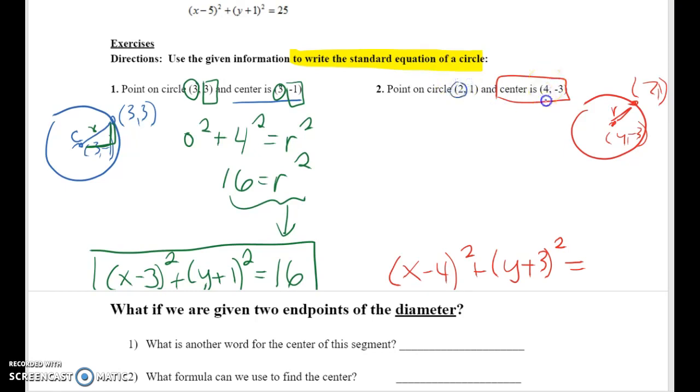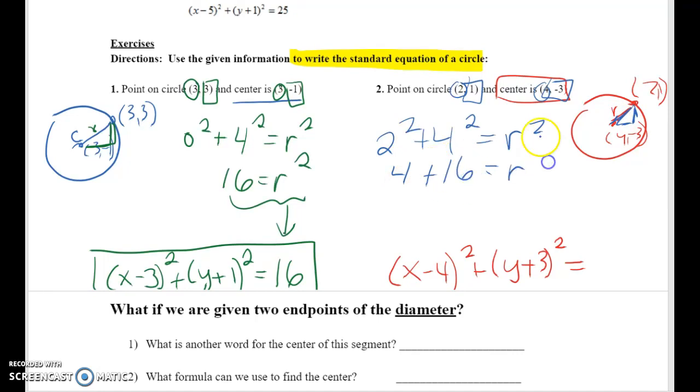The distance between 2 and 4 is 2 units. The distance between 1 and -3 is 4 units, and that equals our radius squared. Again, we made this little right triangle here. 2 squared is 4, 4 squared is 16 equals our radius squared. So 20 is the radius squared, and that's what we need to finish our equation here.